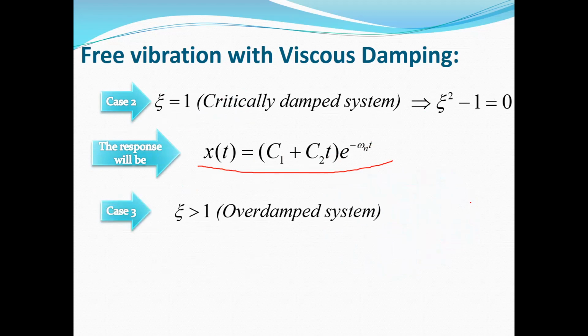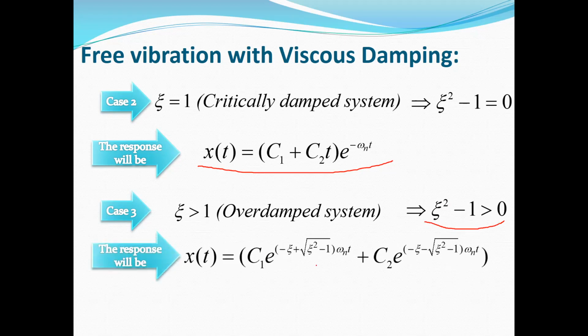And finally, the last case, which is called an overdamped system, psi is more than 1. So the term below the radical is positive, and the response is C1 exponential of the first root times t, plus C2 times exponential of the second root, alpha 2, times t. And you can see both of the roots are functions of omega n and psi.